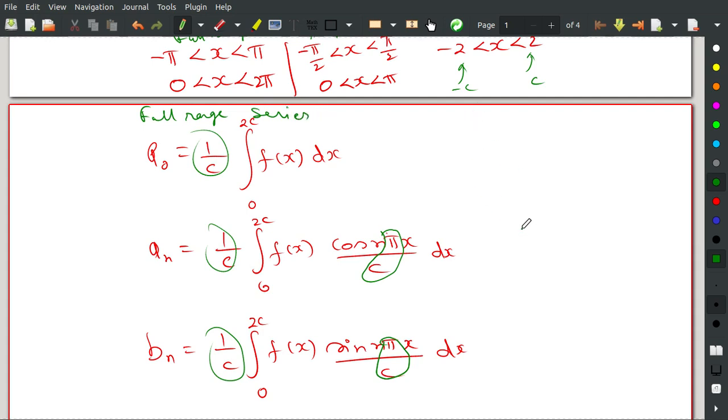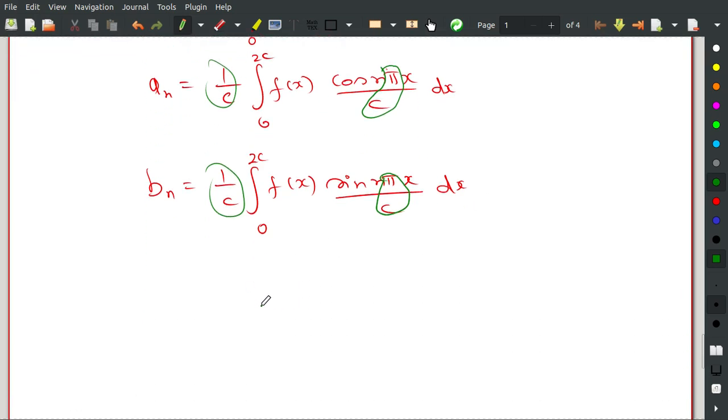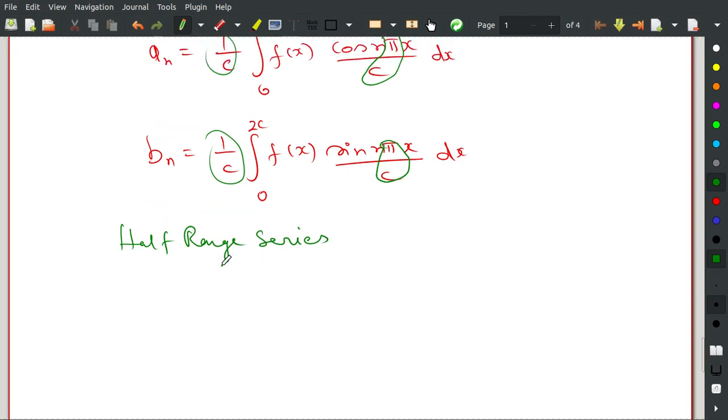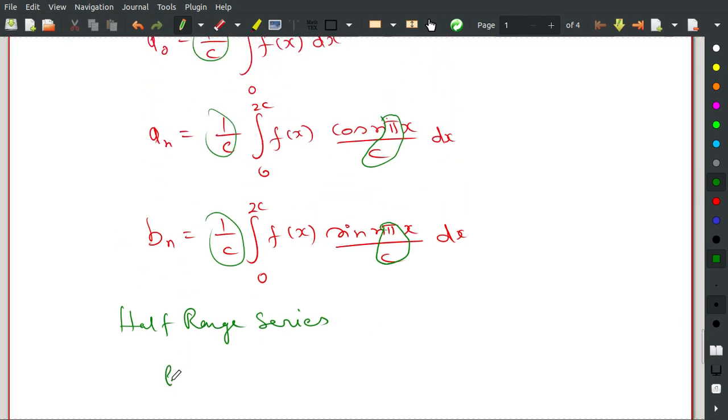Similarly, we can also have half range series, as we saw earlier. There is only a slight difference in the formula. Our a0 equals, instead of 1 by c, we have 2 by c, and the integral runs from 0 to c instead of 0 to 2c, and everything else is the same.